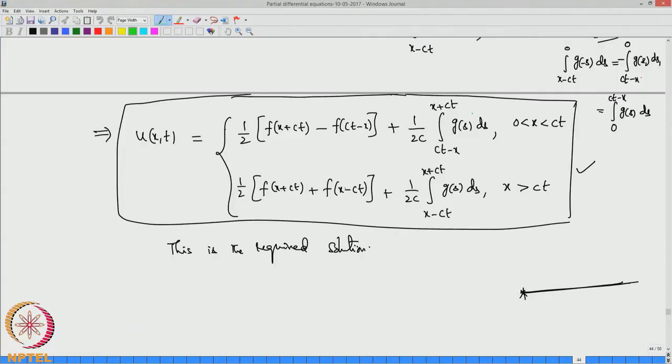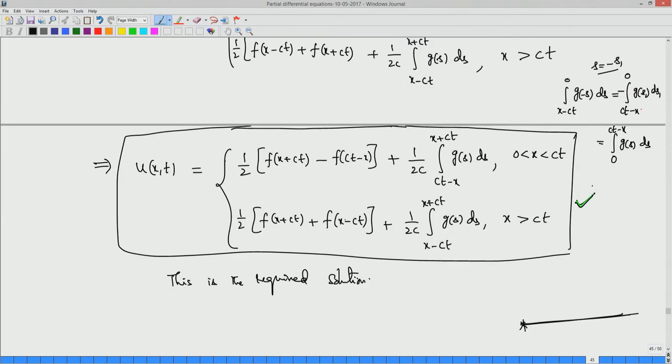The advantage of this is that the boundary condition is automatically satisfied, and then we found exactly what the solution is. So, we have seen that u of x, t is this. This is your solution for x between 0 and c t, and when x is greater than c t, this is your solution.